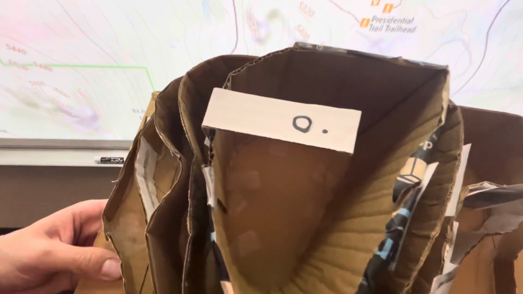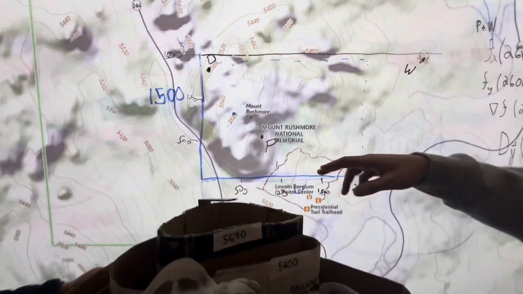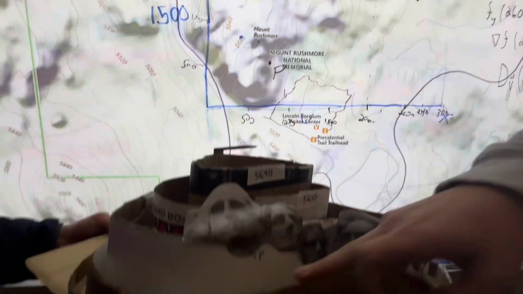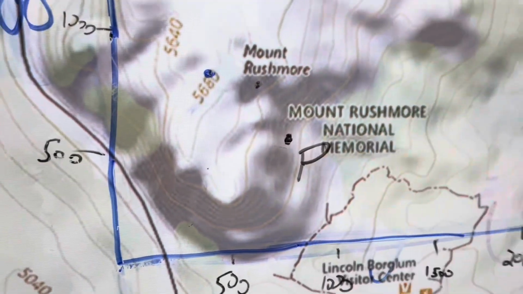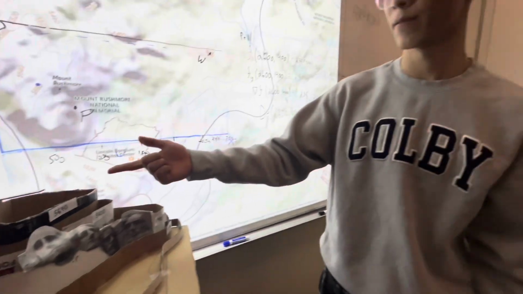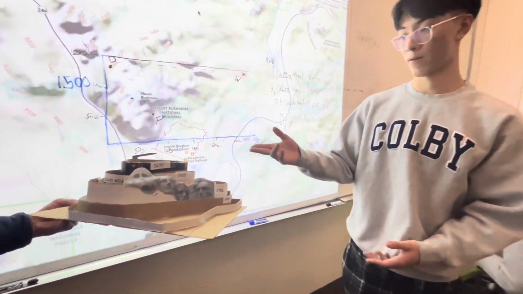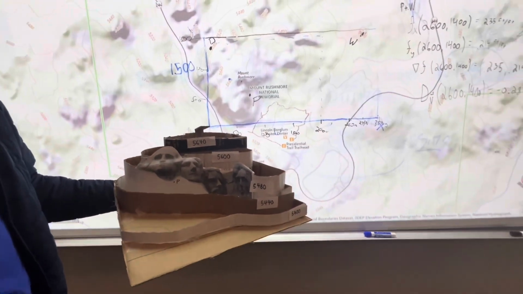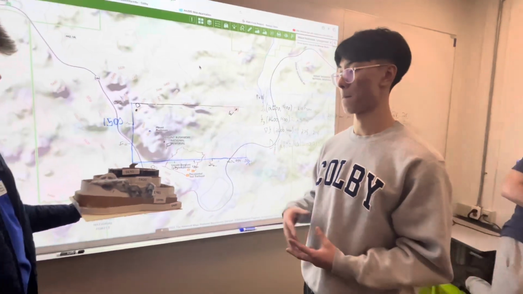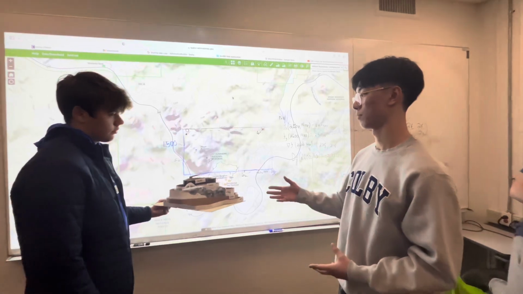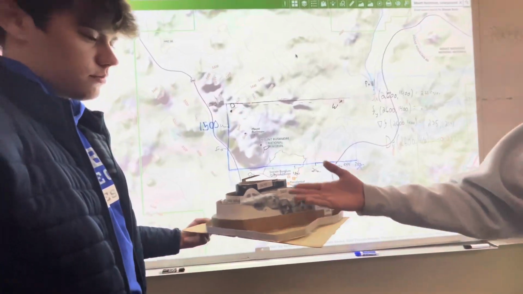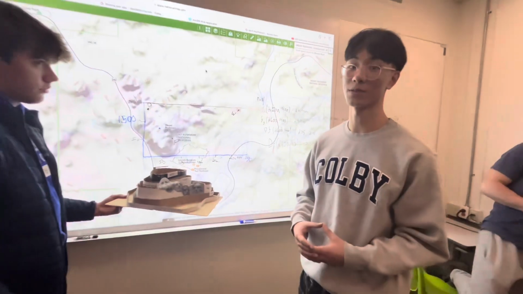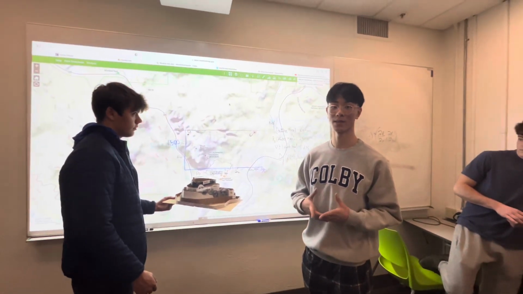So this is our point O, which you can see right here. This is our point P, which you can see right here. And we have level curves 5640, 5600, 5480, 5440, and 5400 marked out on our model. And lastly, we have the boys on our physical model. So keep that in mind for creativity.